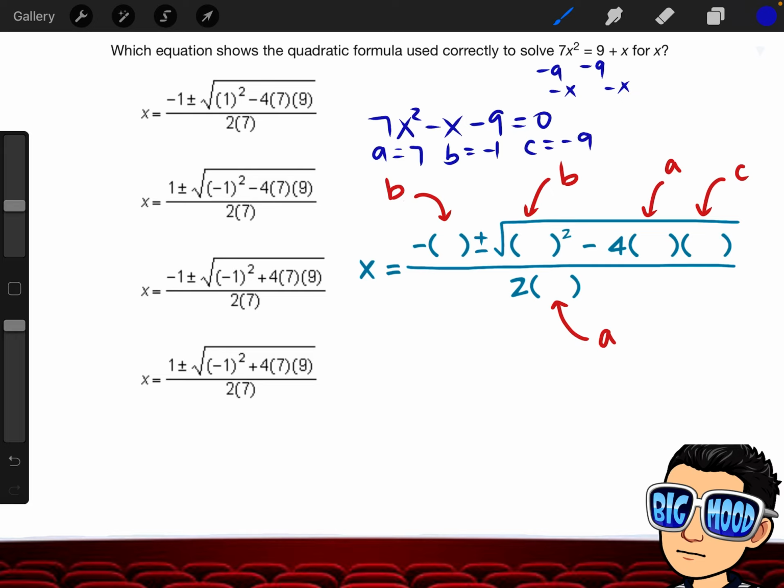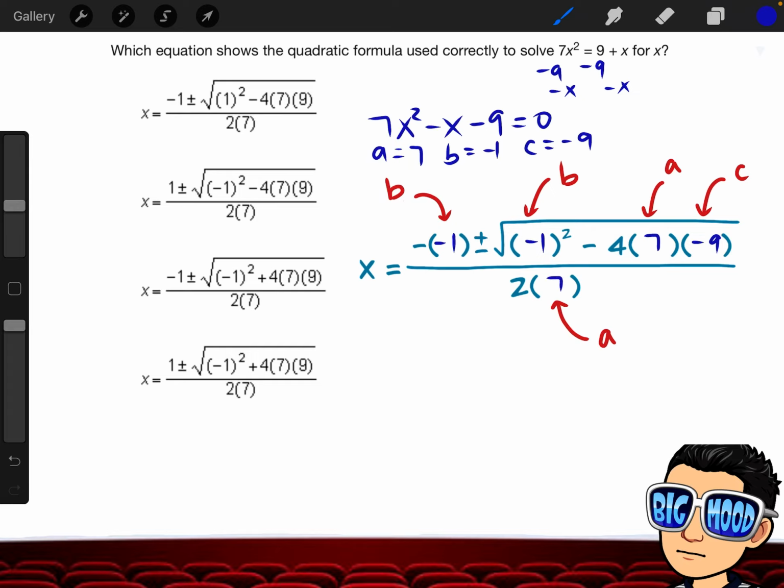So I already showed you guys the quadratic formula over here. All you need to do is go ahead and plug in all those values. Plug in b in here, plug in the b in here, plug in the a, plug in the c, and then plug in the a in here.